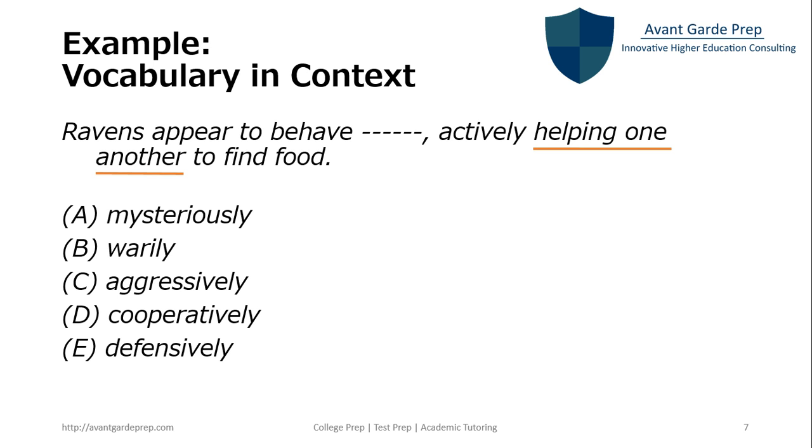A, mysteriously, does that mean helping one another? No, so that can be eliminated. Warily, no, does not mean helping one another. Aggressively, nope. Cooperatively, yes, cooperatively does mean helping one another, but let's just double check answer choice E in case it's better. Defensively, no, defensively does not mean helping one another. So that means cooperatively appears to be our best answer. It means the same as helping one another.